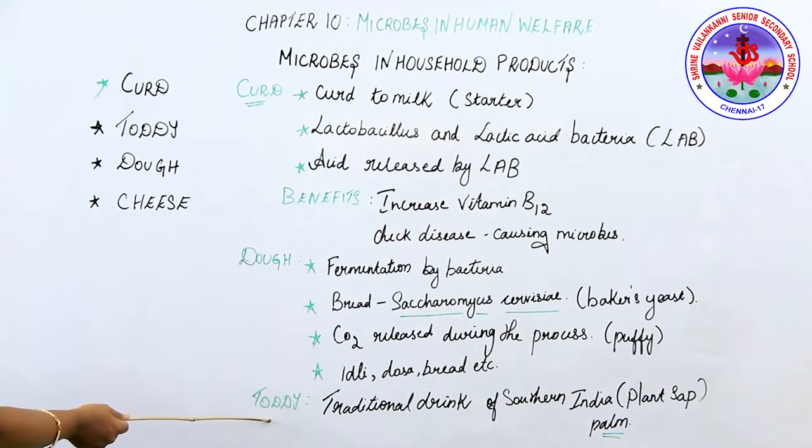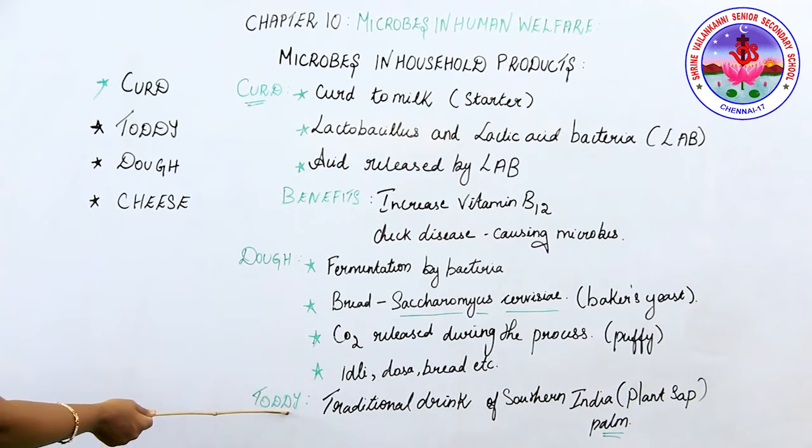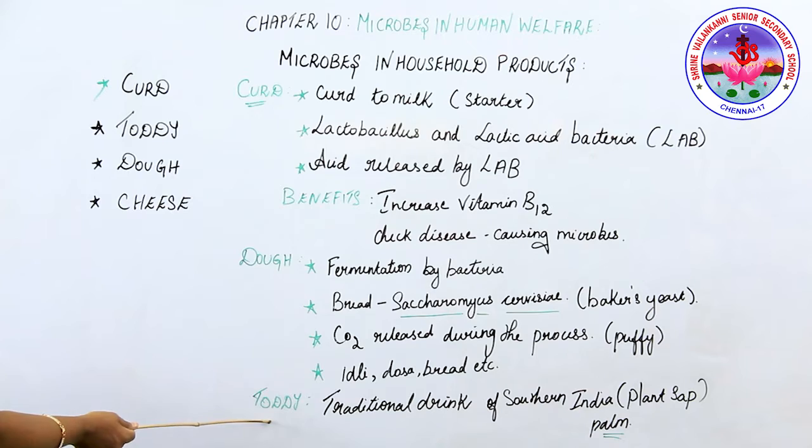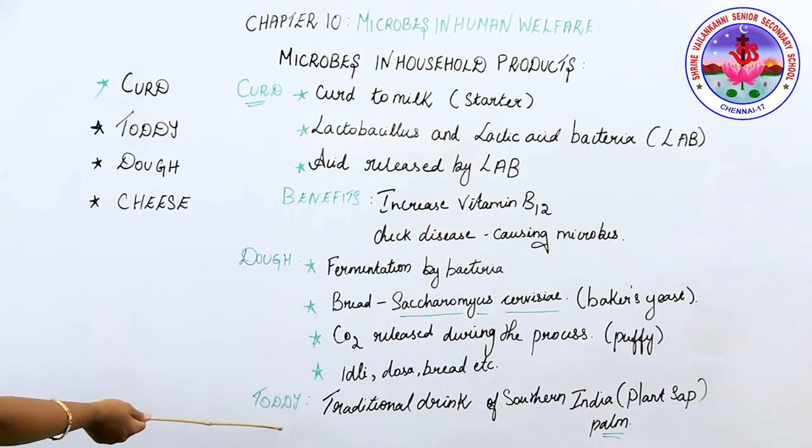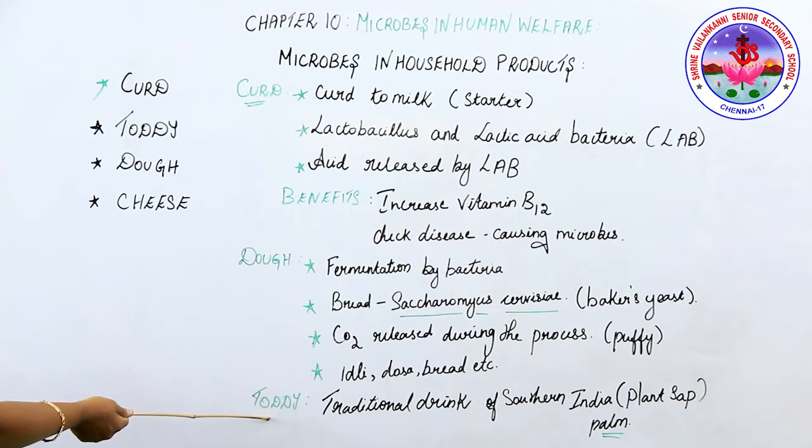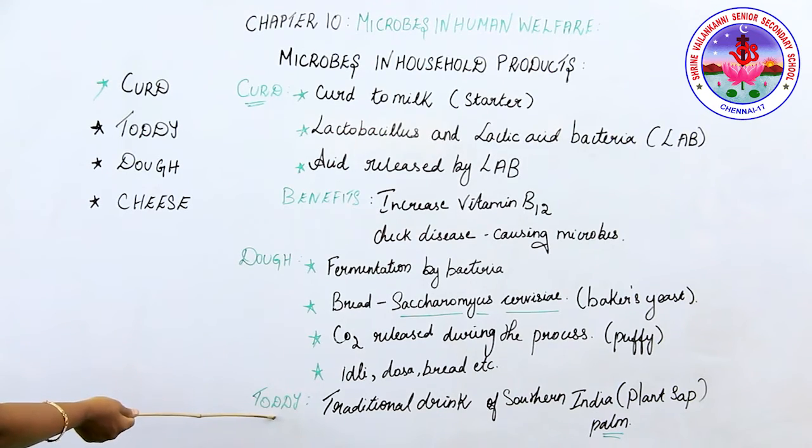Next we're going to study about toddy. Toddy is a traditional southern drink. This drink is taken from the palm, the plant sap from the palm tree. It is made by the process of fermentation of sap from palm trees by bacteria.